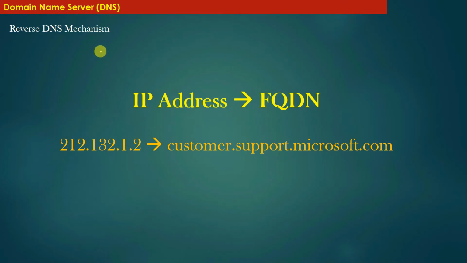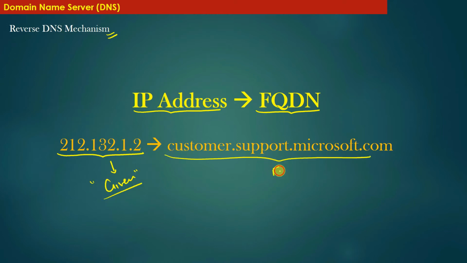So guys, next we are going to discuss the reverse DNS mechanism. So what exactly is reverse DNS? Reverse DNS is all about finding the fully qualified domain name for a given IP address. For example, you are given an IP address 212.132.1.2. Now given this IP address, reverse DNS helps us to find the fully qualified domain name which corresponds to this IP address. Right?